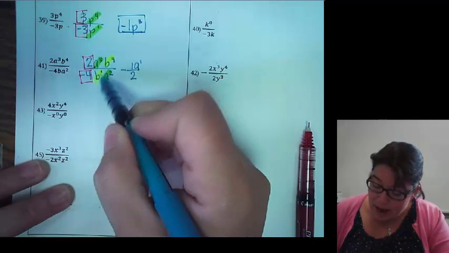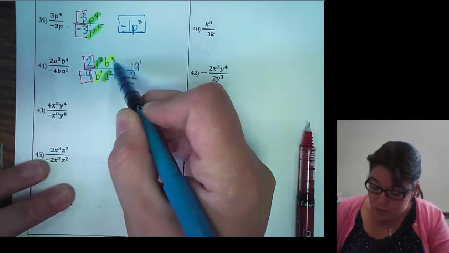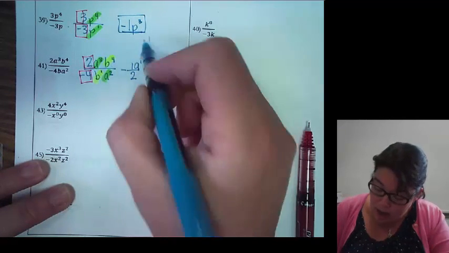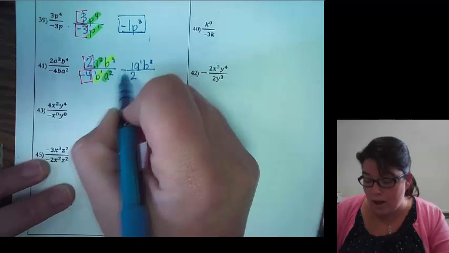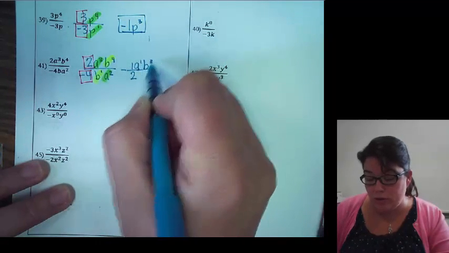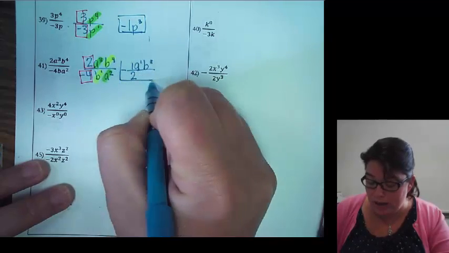For b, I have 4 and 1. 4 minus 1 is 3, and I'm going to write it in the top because that's where the bigger exponent was to begin with. So 1a to the 1, b cubed over 2, this is our whole answer.